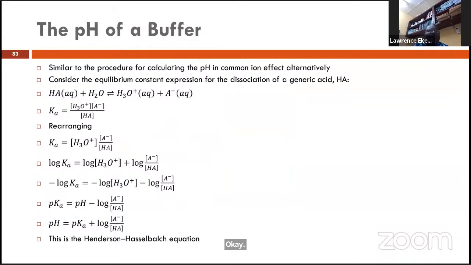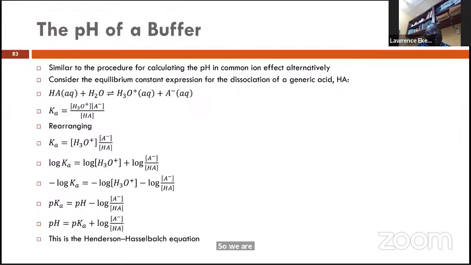So how do we calculate the pH of a buffer? It is similar to the procedure for the common ion effect, very similar. You consider the equilibrium constant expression for the dissociation constant of the acid. We have an example here: when HA undergoes ionization in water, you set up the Ka equation. Then you rearrange it, and you arrive at two important formulas.